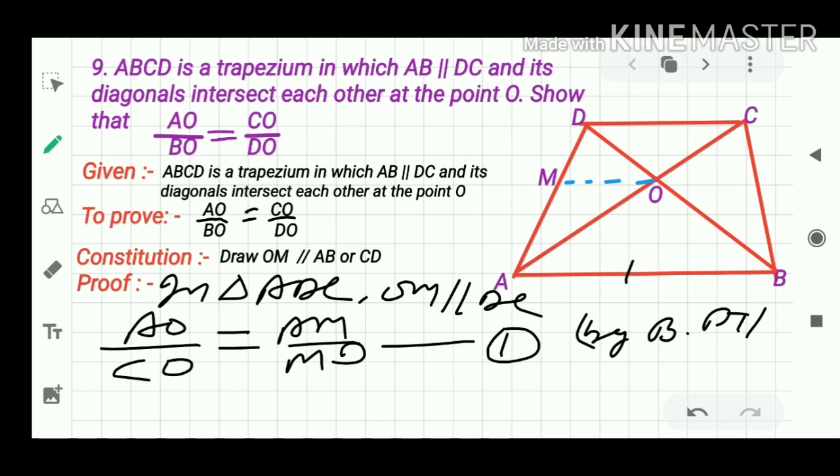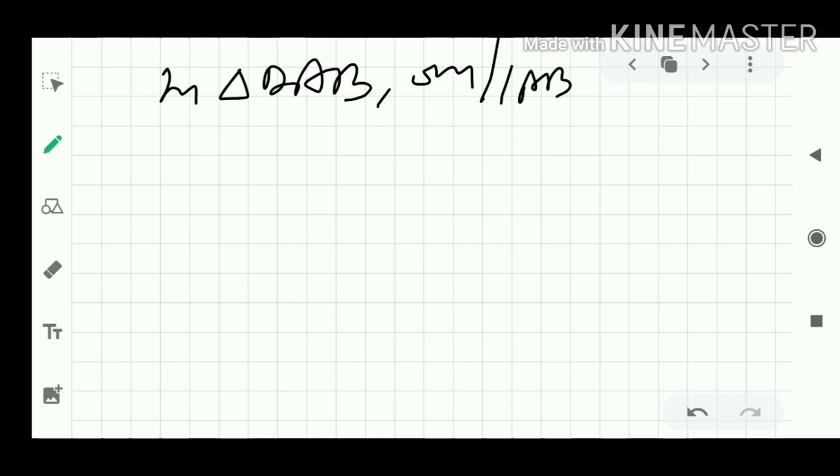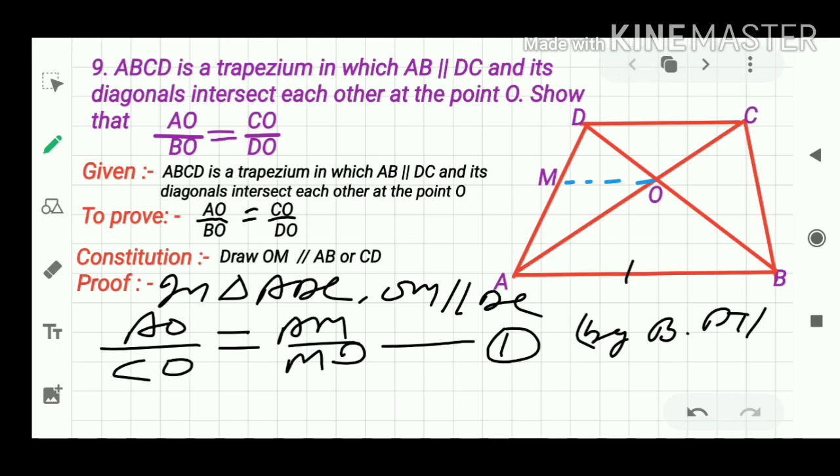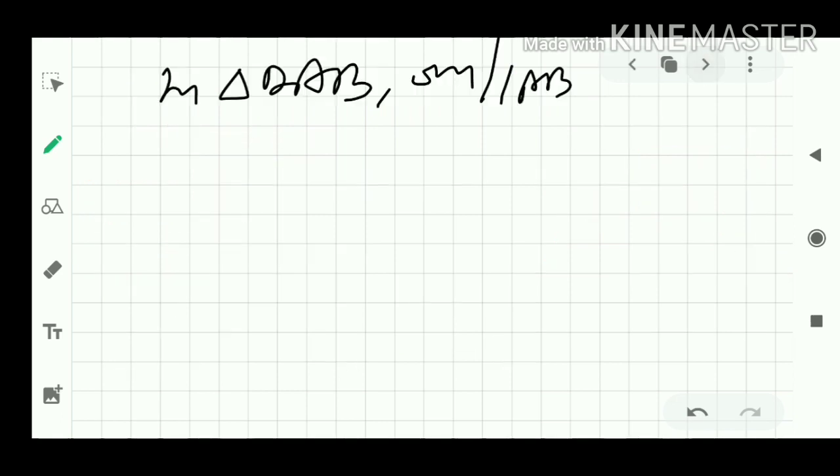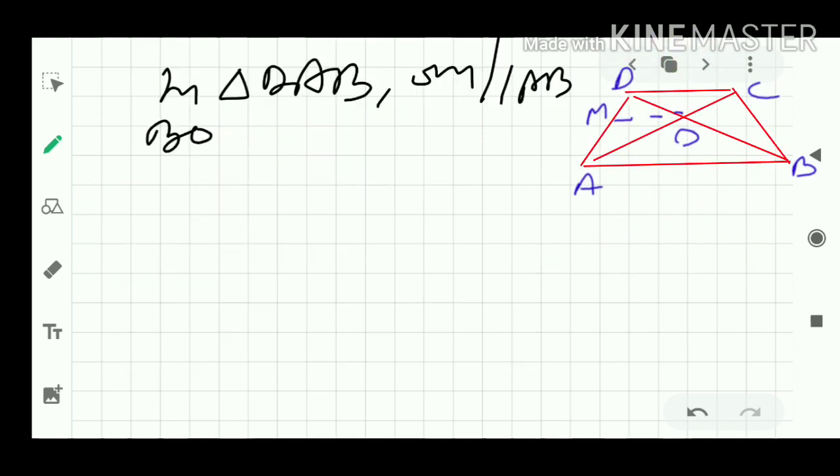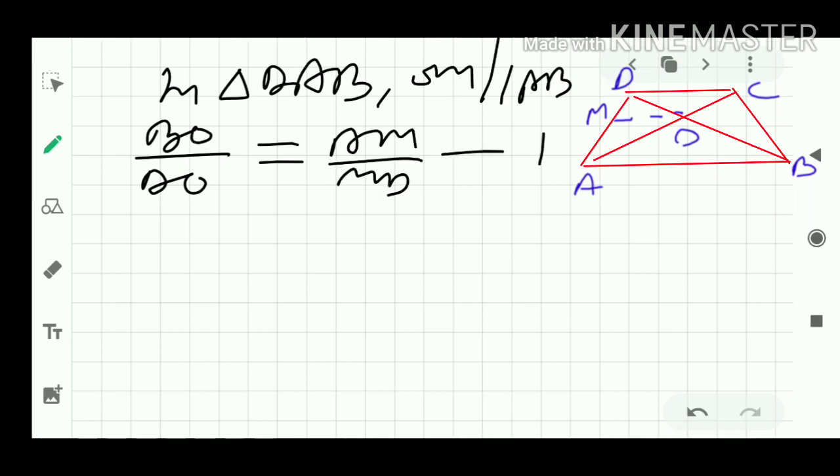Similarly, we see that in triangle DAB, we can write, see in the picture, BO by DO equal to AM by MD. BO by DO equal to AM by MD. This is equation 2 by BPT.